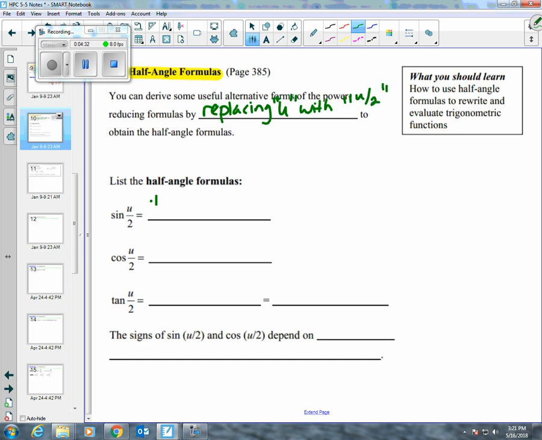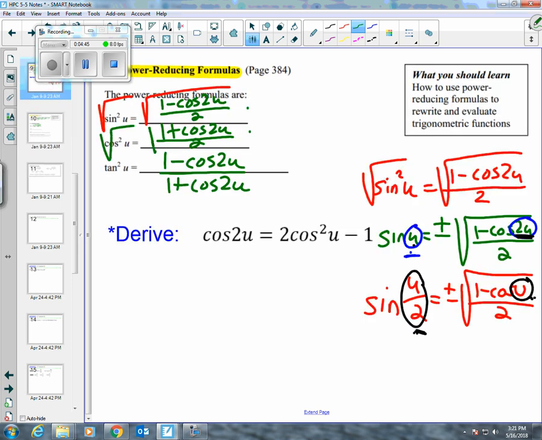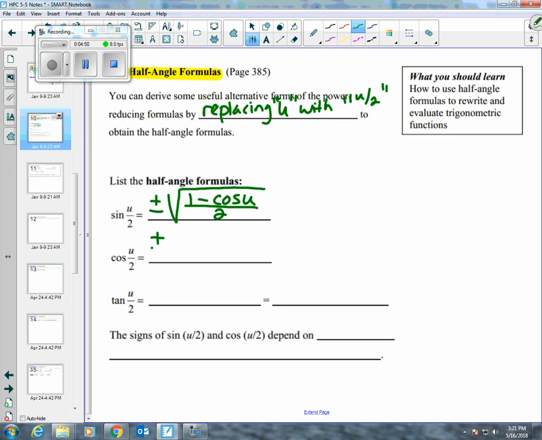So for the sine, if we did that square root, that's one we already talked about. That would be the square root of 1 minus cosine of u over 2, plus or minus, remember. And again, if I went back to the last one and I square rooted the next one, you would get the same sort of thing. So cosine of u over 2 is plus or minus the square root of 1 plus cosine of u over 2. Notice the only difference between the sine and cosine formulas are the signs under the radical.